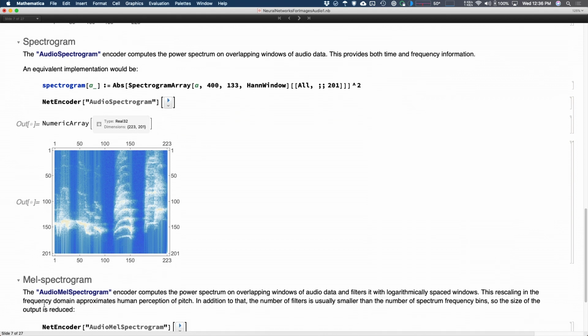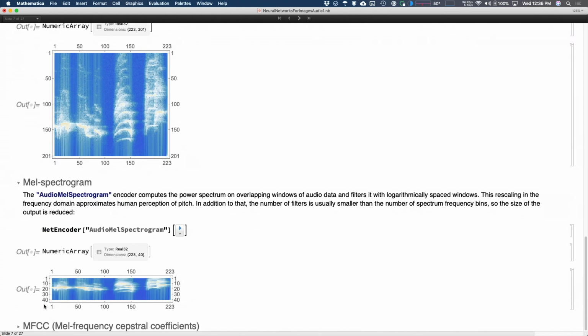Another variation on the spectrogram is the MEL spectrogram. The idea is pretty simple. We take this time frequency information and we filter the frequency information with a nonlinear scale so that we kind of mimic human perception. We don't perceive pitch on a linear scale. We perceive pitch in a kind of logarithmic fashion. So this audio MEL spectrogram does a similar operation. And the side effect of this is that the dimensionality of the output is reduced even more.